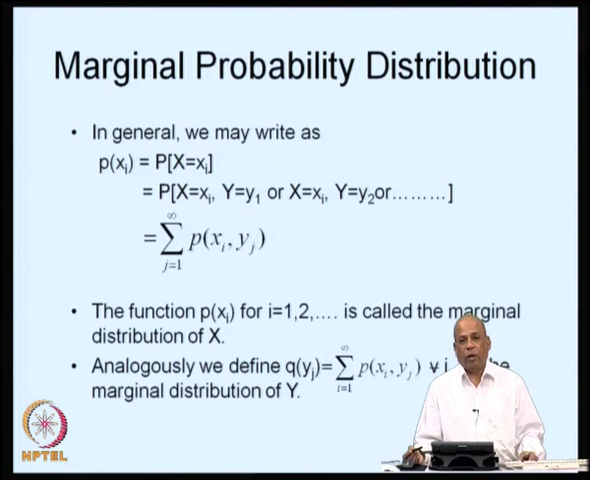Analogously, we also define the marginal distribution of y, which is simply q of yj is equal to the sum over all possible values of x, p of xi comma yj. So, to obtain the marginal distribution for x, you sum over all possible values of y, and for the marginal distribution of y, you sum over all possible values of x.